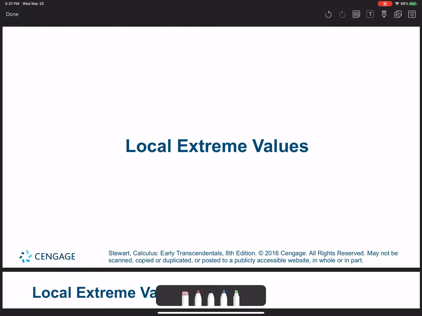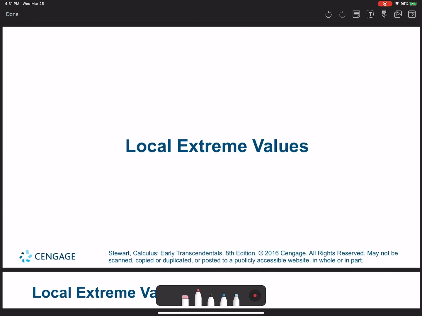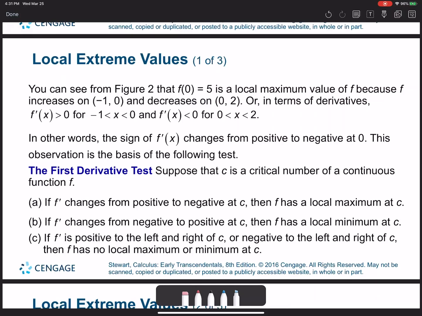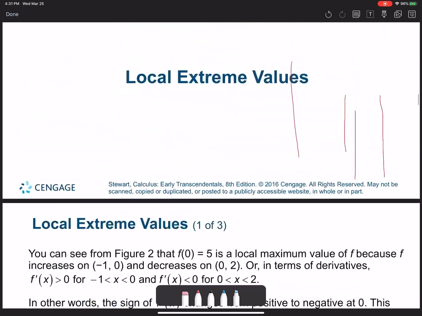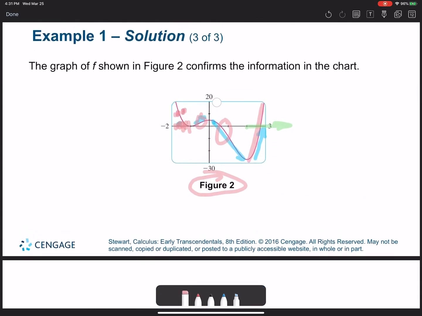Local extreme values. We've talked about extremes and extrema in the past. Local extreme values. So in figure 2, f of 0 is equal to 5. And in fact, that is true. Let me get rid of all of this so we can have a new conversation using the same diagram.